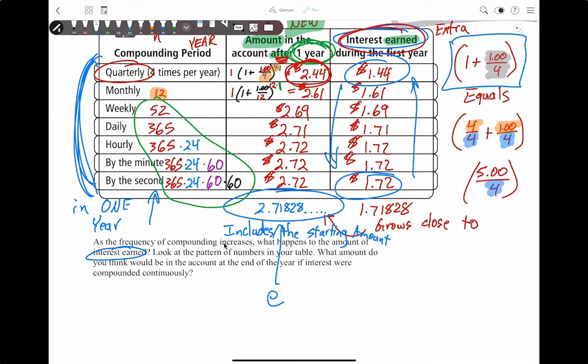So look at the pattern of the numbers in your table. What amount do you think would be in the account at the end of the year if interest were compounded annually? And yes, for this one, at the end of the year, compounded annually, the amount would be $2.72.